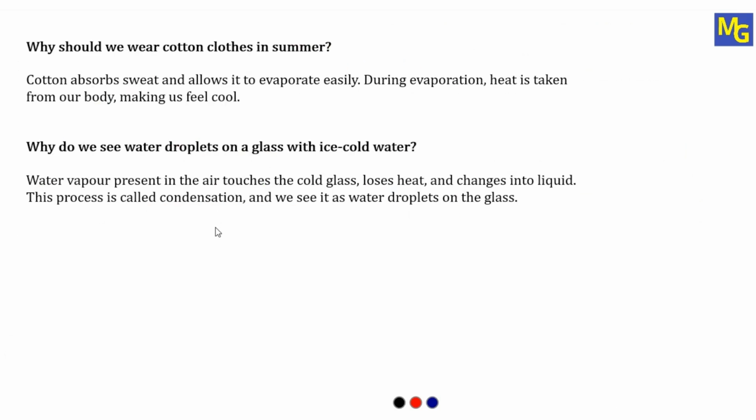The next two questions which will be asked many times: why should we wear cotton clothes in summer? In the summer season, everybody says that you should wear cotton clothes so you will not feel hot. The reason is, summer means very high temperature, and due to this, sweat will form on the body. Cotton absorbs sweat and allows it to evaporate easily. Whatever sweat forms on the body will be absorbed by the cotton clothes. It will not remain on the body.